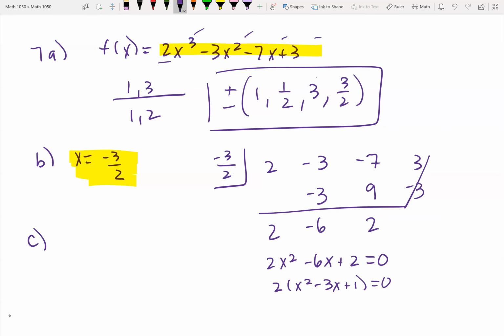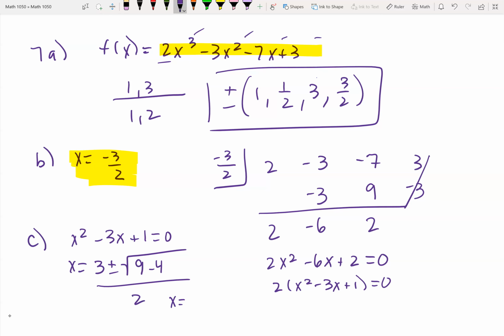I don't have any more rational, and now I can go to c. So I'm going to write down x squared minus 3x plus 1 equals 0, and I'm going to use quadratic. So it's x equals 3, plus or minus the square root of negative 3 squared is 9, minus 4 times 1 times 1, I'm never going to write that down, it doesn't change it, all over 2 times 1 is a 2. So that gives you x equals 3, plus or minus the square root of 5, all over 2.